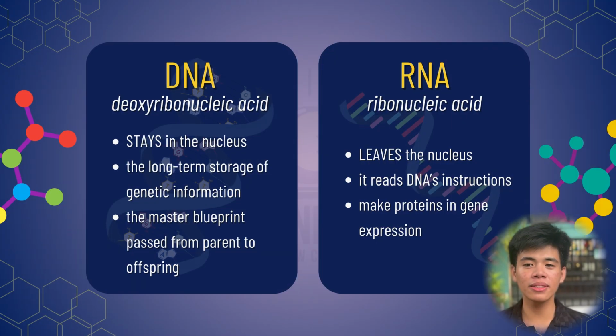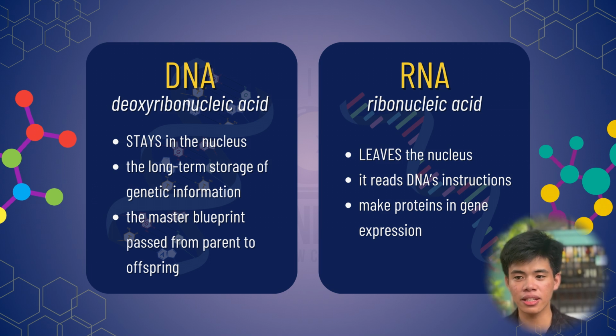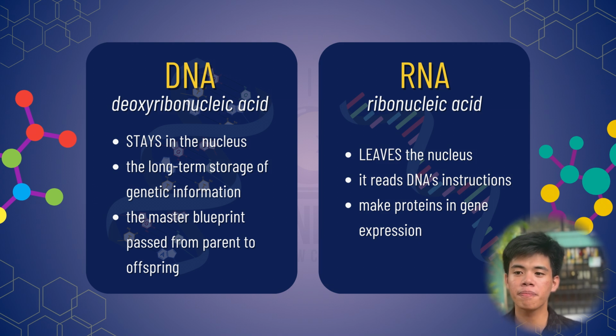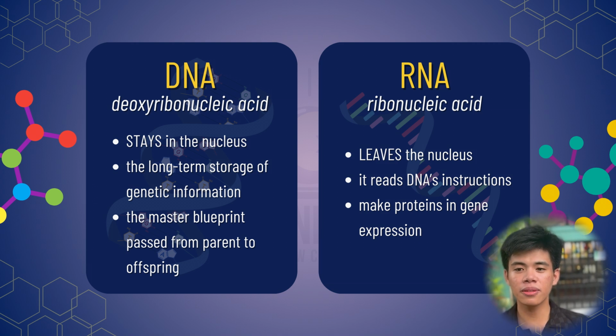Functionally, their roles also differ. DNA stays in the nucleus, and it's a long-term storage of genetic information, the master blueprint passed from parents to offspring. That's heredity. RNA, on the other hand, leaves the nucleus. It reads DNA's instructions and helps make proteins so that genes express in action.